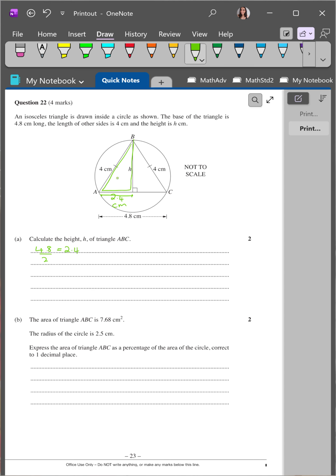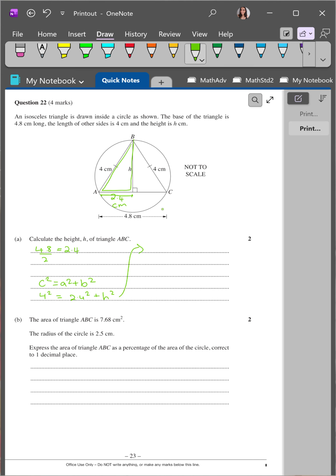Since it's a right angle triangle, we can use Pythagoras' theorem. Pythagoras' theorem is c squared equals a squared plus b squared, and c is the hypotenuse. If we substitute these values in, the hypotenuse is 4 centimeters. So 4 squared equals a squared plus b squared. Let's do the base first: 2.4 squared plus b squared, which is represented by h. So let's write h squared.